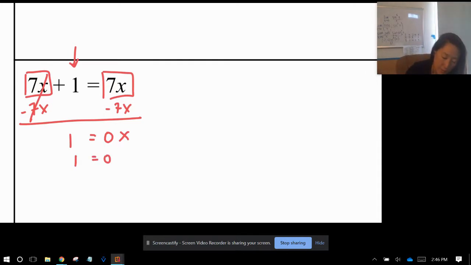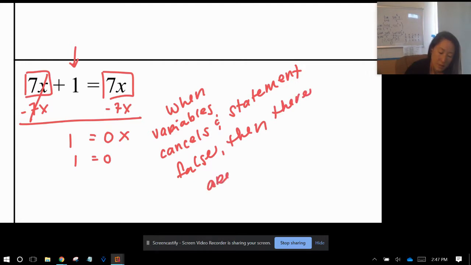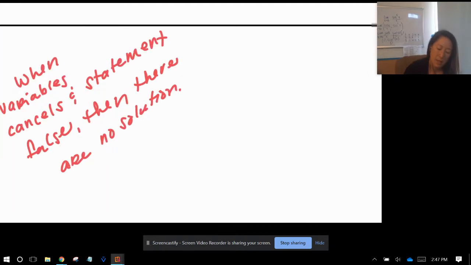So when the variables cancel, so I don't have any x's, and the statement is false, so 1 does not equal 0, then there are no solutions. So there's no value of x that is going to make this true. So we say no solution. Okay, try this one.